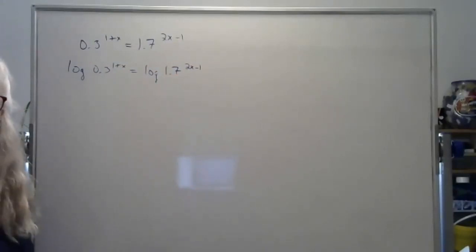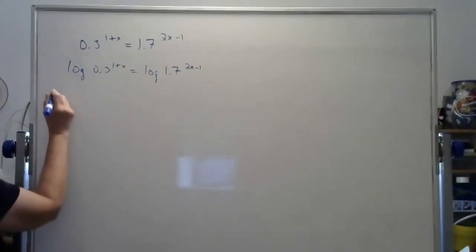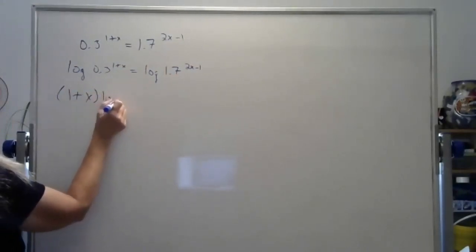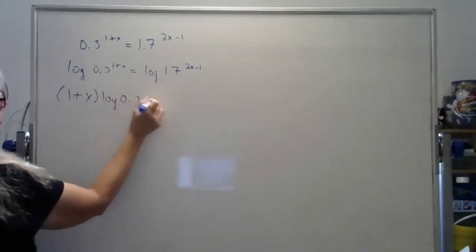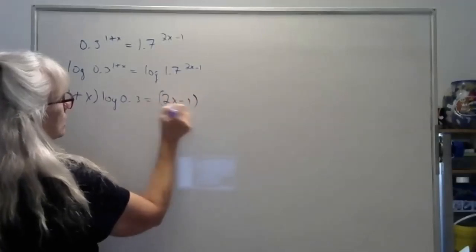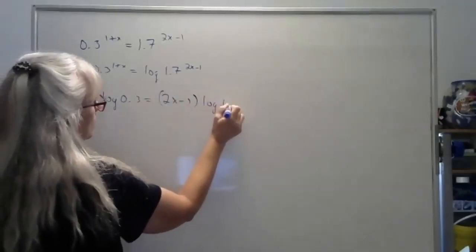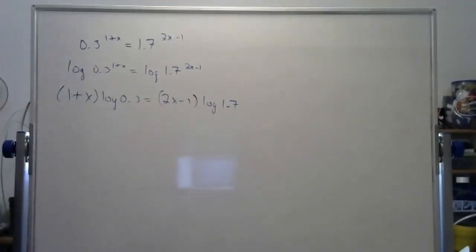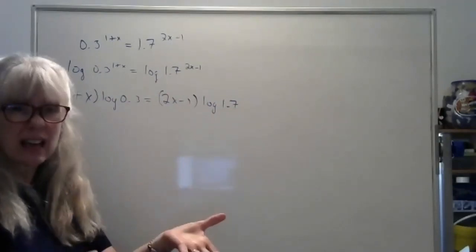Okay, the next step is to move those exponents out in front. So as you bring them down, write them in parentheses. So 1 plus x times the log of 0.3. That's going to equal 2x minus 1 times the log of 1.7. And the reason you put those parentheses there is they're going to remind you to distribute in the next step.